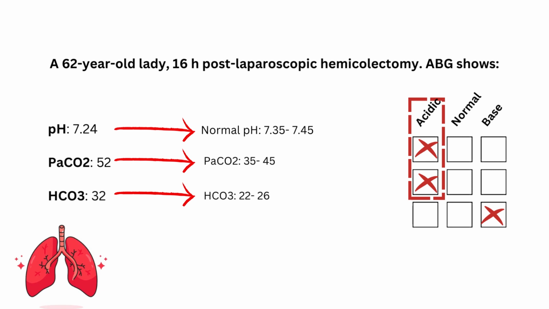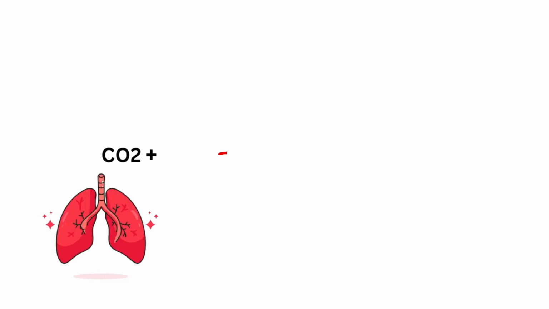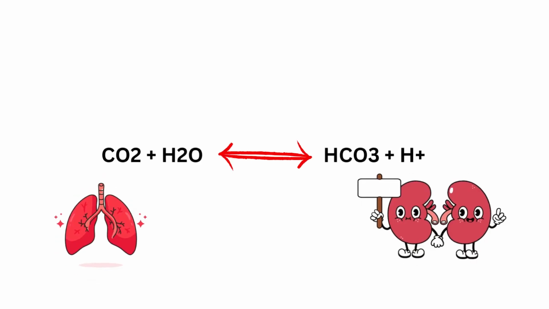And now we need to check whether the body is trying to compensate for these abnormalities. Her bicarbonate is more than the normal level, so the body is trying to increase the base level and trying to compensate, but the pH level is still less than the normal level, so it is partially compensated. Just imagine if the bicarbonate level is within the normal range, the body is not trying to do anything to compensate for this, so it is considered as uncompensated acidosis.